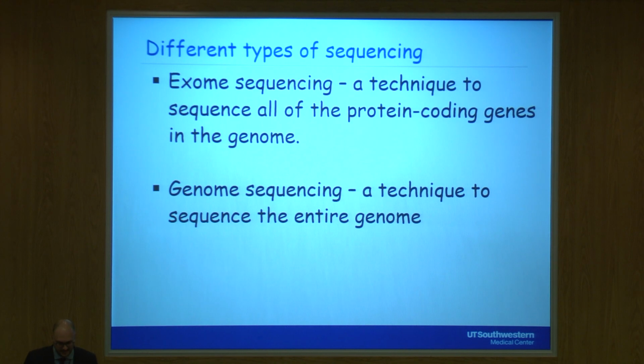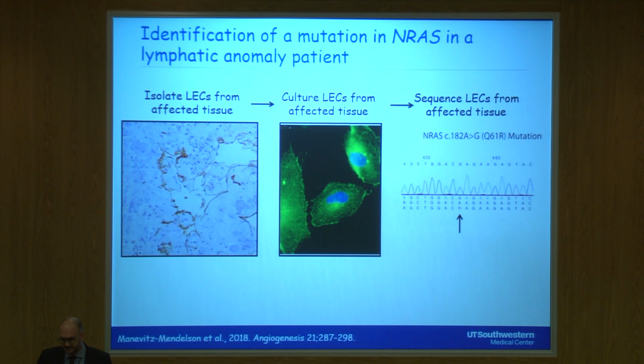So once the DNA is isolated, there are different types of sequencing that are performed to identify the genetic mutation. You might hear of exome sequencing or whole exome sequencing. This is a technique to sequence all the protein coding genes in the genome, so all the regions of DNA within the genome that code for proteins, the workers of the cell. There's also whole genome sequencing, which is a technique to sequence the entire genome, all the base pairs of DNA. So both are used.